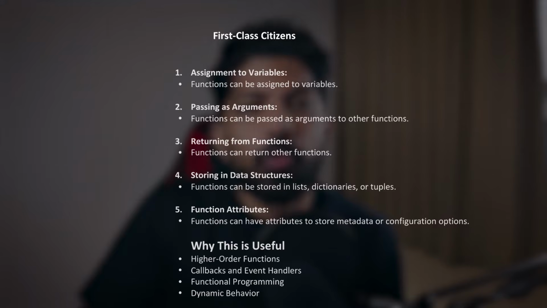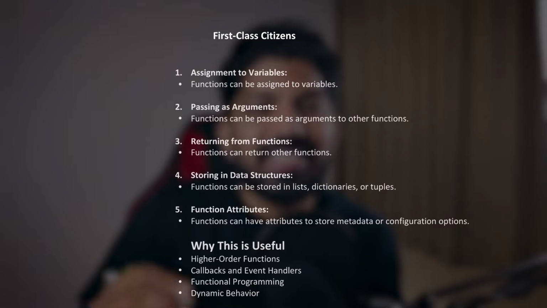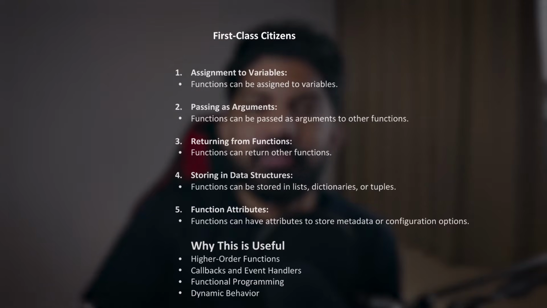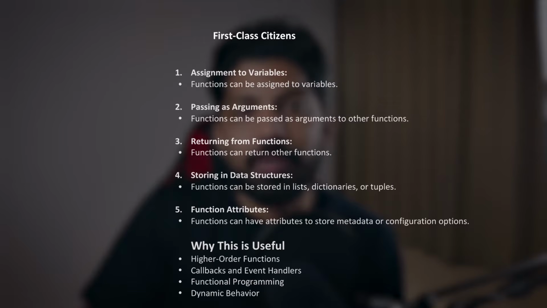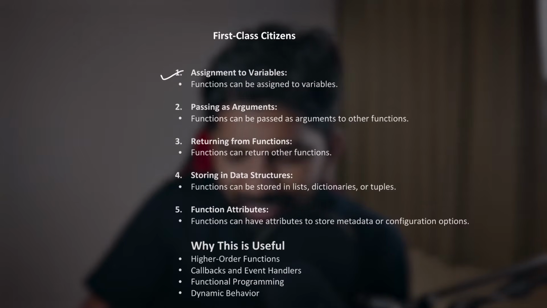Let me show you a few pointers. The first is assignment to variables. We can assign functions to any variable like we do with strings, integers, lists, and tuples. So it helps us to call a function with the help of a variable. So functions can be assigned to variables.